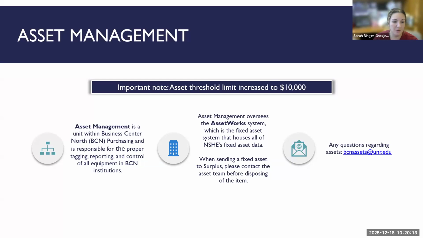An asset is a unit that we are overseeing through purchasing, and we're responsible for the proper tagging, reporting, and control of all capital equipment and sensitive equipment for BCN. All of the asset management is done through AssetWorks, which is the fixed asset system. If you have any questions specific to that, we do have the assets email, because they do their own training related to asset management. But one note I do want to call out: if you have a fixed asset that you want to surplus, you would need to reach out to our asset team before you dispose of the item and request surplus to pick it up.